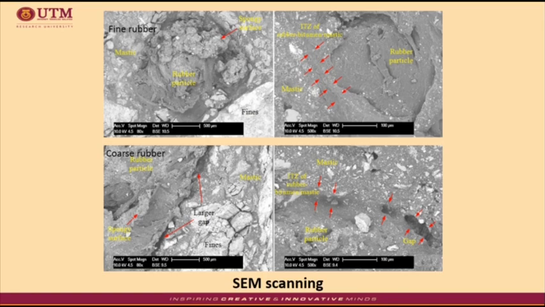This slide shows the scanning image of coarse and fine rubber particles embedded within the asphalt mastic. SEM, or scanning electron microscope, images of the rubberized specimens reveal the fine rubber particles to be well embedded within the mastic, while for the coarse rubber particles, a large gap was observed around the interfacial transition zone area in the asphalt mixture, as shown in the figure.